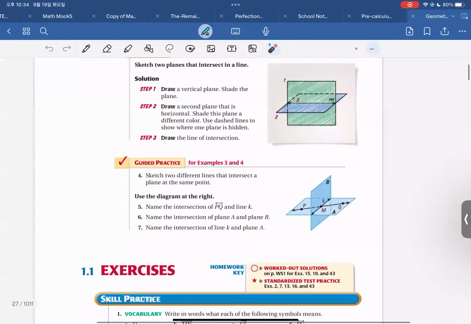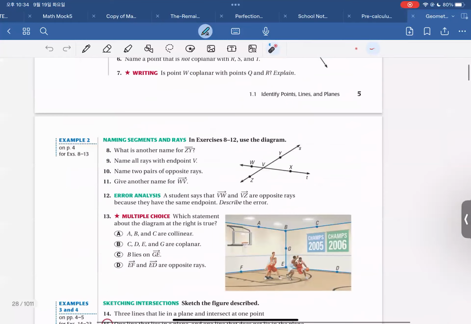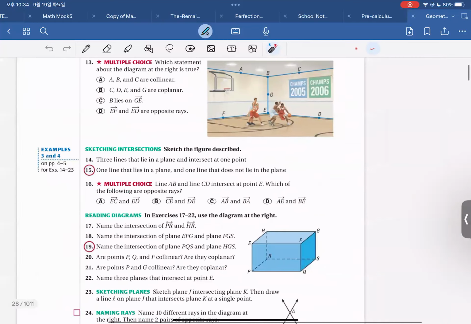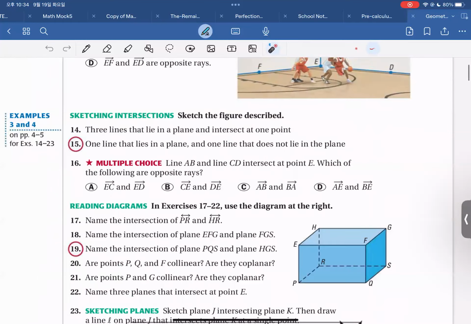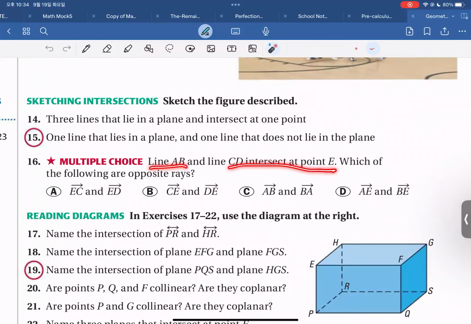Yeah, so these are just example problems. Let's just look at a couple. Let's look at number 16. Line AB and line CD intersect at a point E. Which of the following are opposite rays? Let's try to draw this out, right? There's line AB and CD. Let's call this AB, CD, and this is point E.